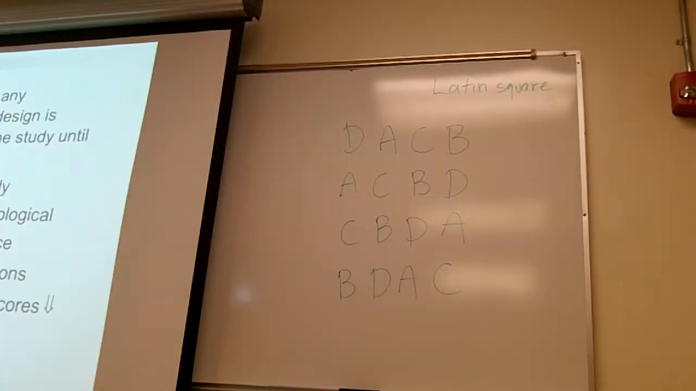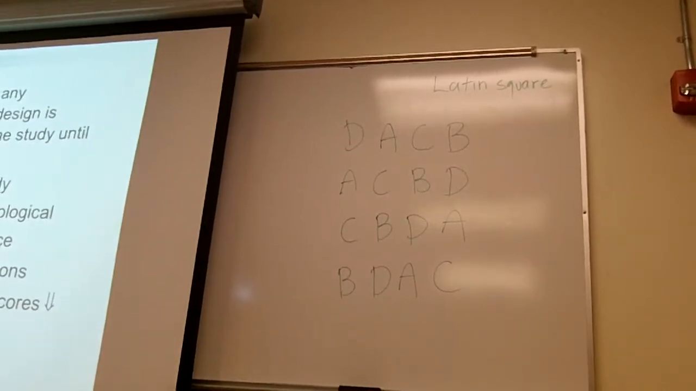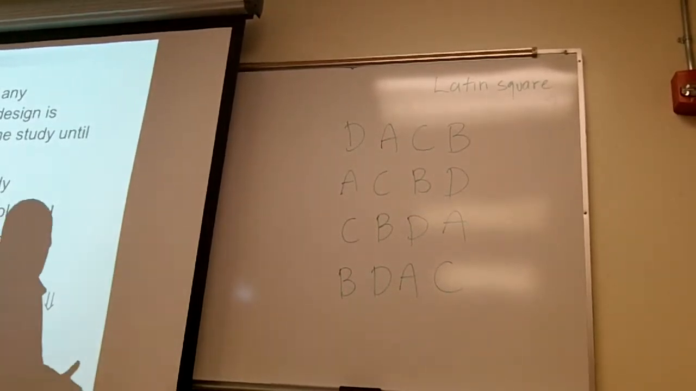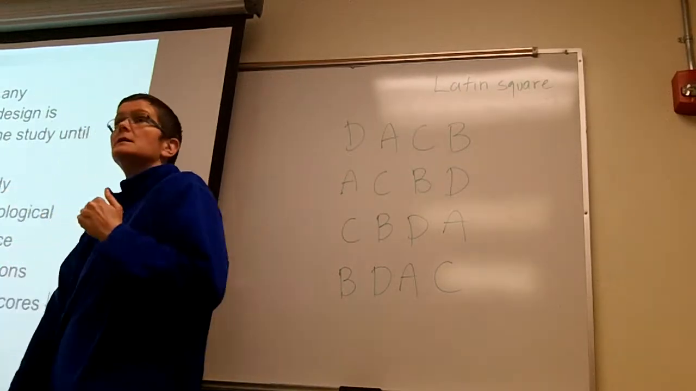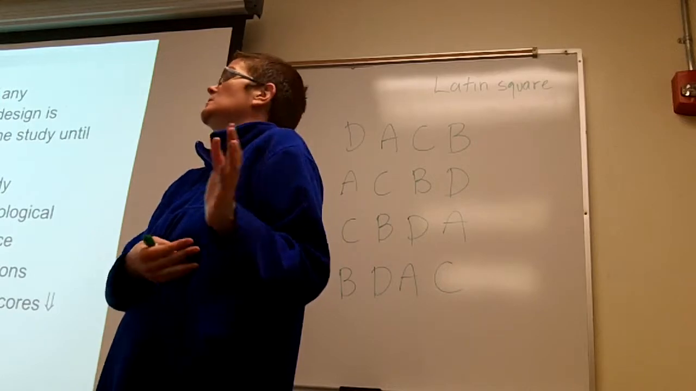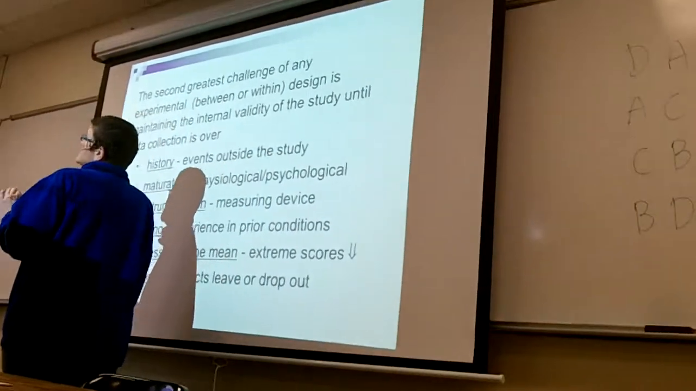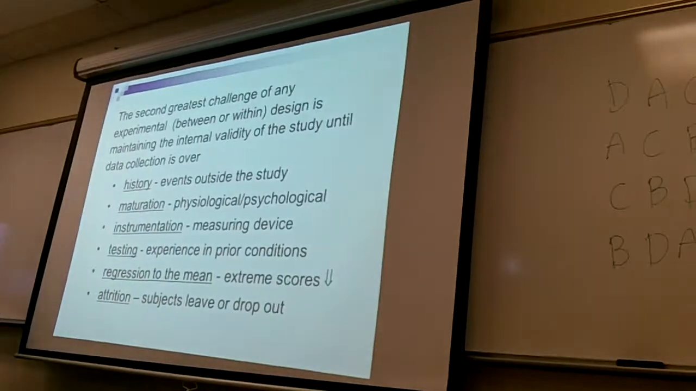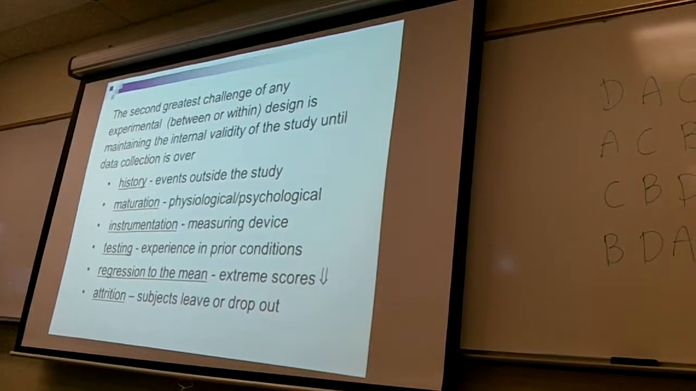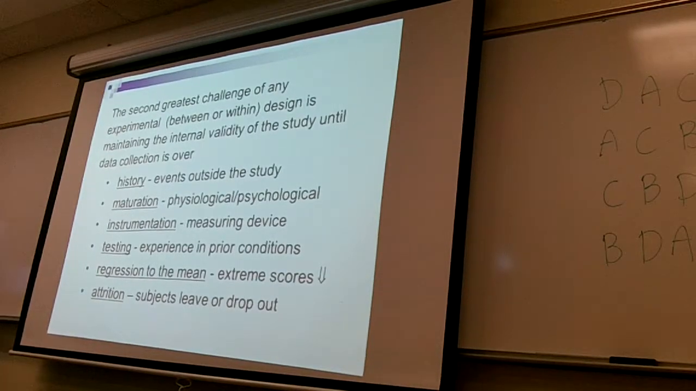Biggest challenge for between subjects design is creating groups that are similar enough to compare. For within subjects design, it's dealing with sequence effects. But whether you're doing between subjects or within subjects, your next biggest concern is managing the internal validity of your study. You're always worried about threats to the internal validity.